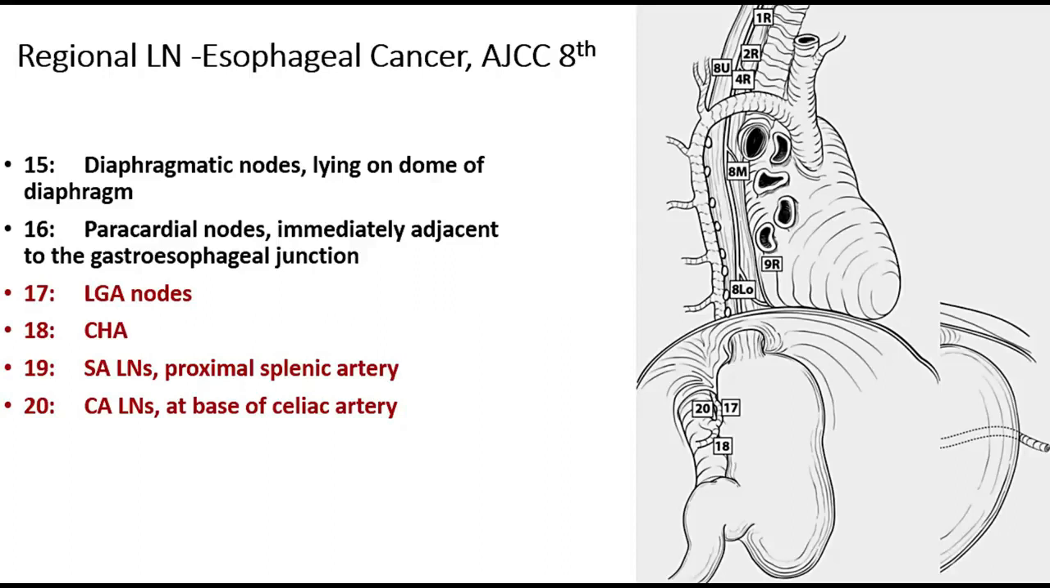16 is paracardial nodes immediately adjacent to the gastroesophageal junction. 17, 18 is left gastric and common hepatic, that is 7 and 8, left gastric and common hepatic in gastric cancer. 19 is splenic artery lymph nodes, proximal splenic artery lymph nodes, and 20 is celiac artery lymph nodes at the base of the celiac artery.